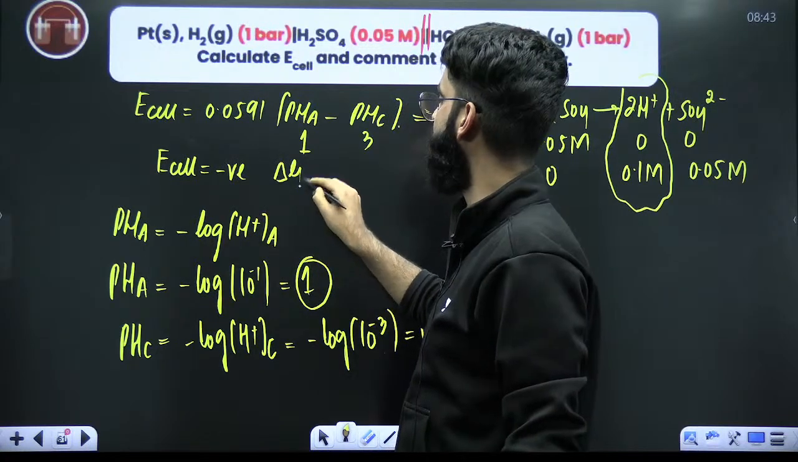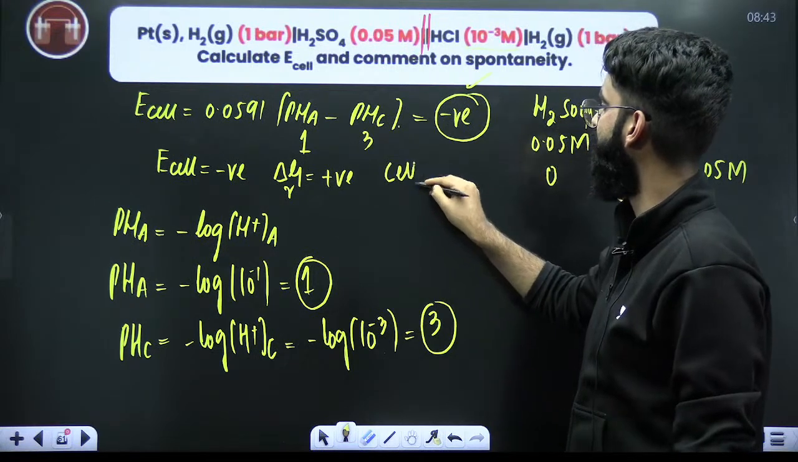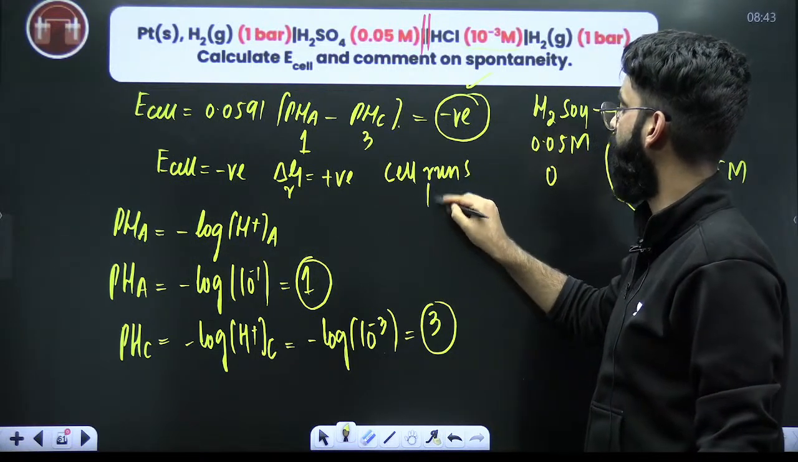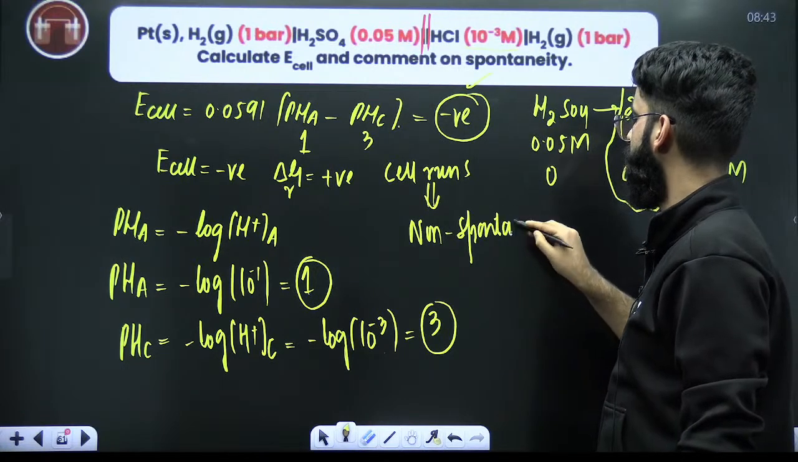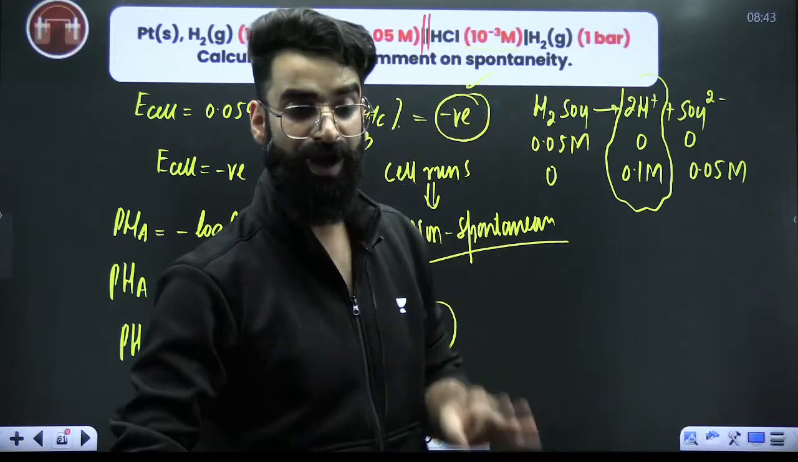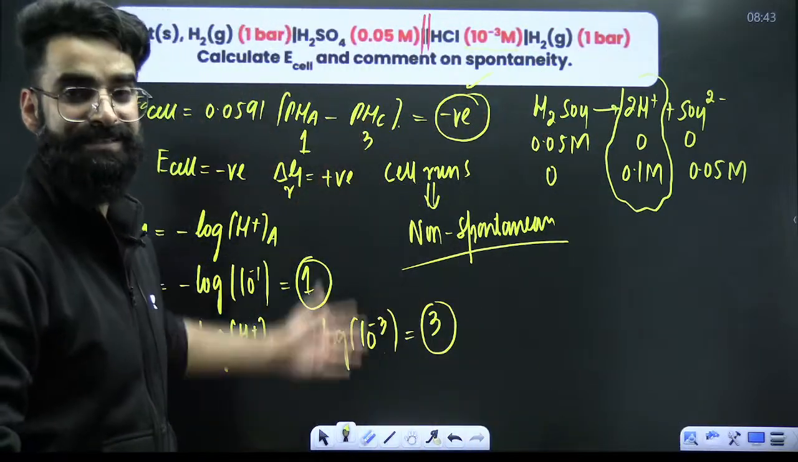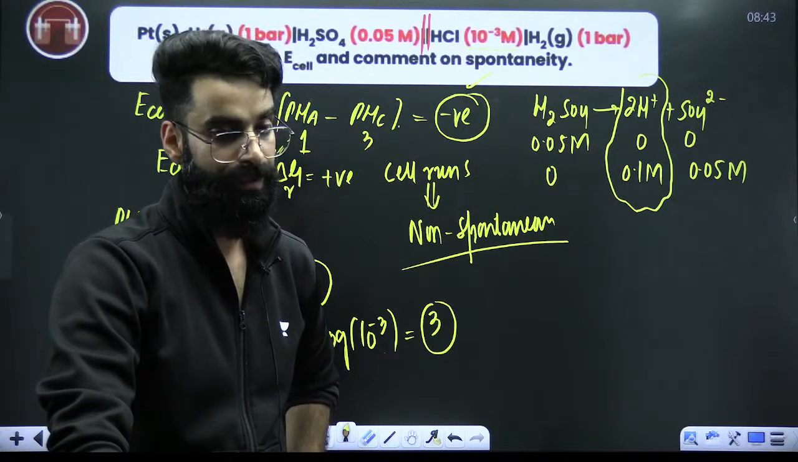At that time, delta G will be positive. If delta G is positive, will the cell reactions be spontaneous or non-spontaneous? I'll say the cell reactions will be non-spontaneous. This particular cell won't be working like a normal galvanic cell, right? Is this clear?